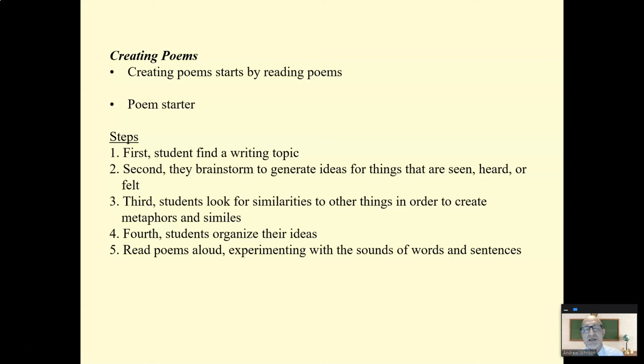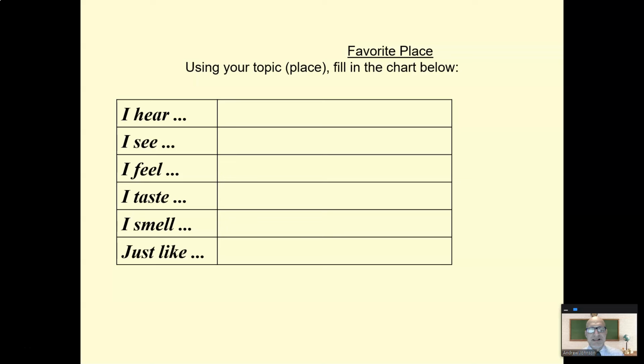So here's a poem starter I'm going to show you. It looks like that. First, students find a writing topic. Second, they brainstorm to generate ideas for things that can be seen, heard, or felt. Third, they look for similarities to other things in order to create metaphors and similes. Students organize their ideas and then read the poem out loud, experimenting with the sounds of words and sentences.